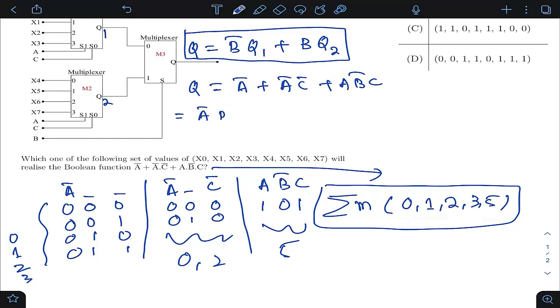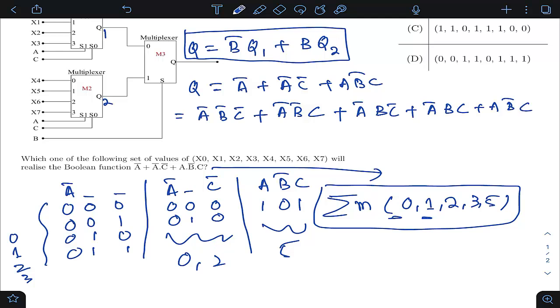It is 0, 0, 0: A bar, B bar, C bar. Then you have 1. 1 means 0, 0, 1. So A bar, B bar, C. Then 2 means 0, 1, 0. So A bar, B, C bar. Then 3 means 0, 1, 1. So A bar, B, C. 5 means 1, 0, 1: A, B bar, C. Right? So this expression is equivalent to this expression.